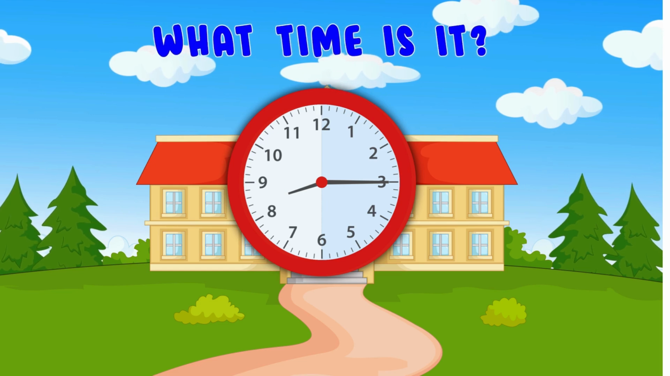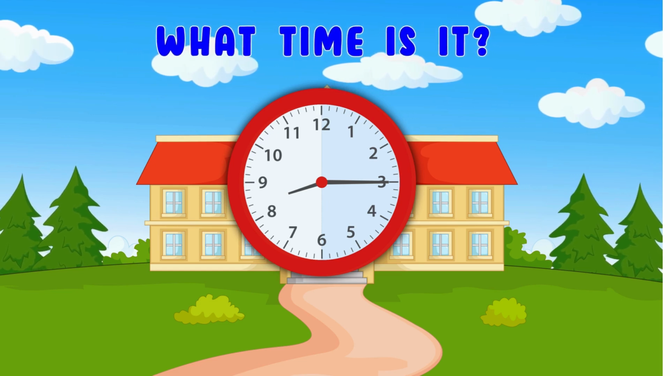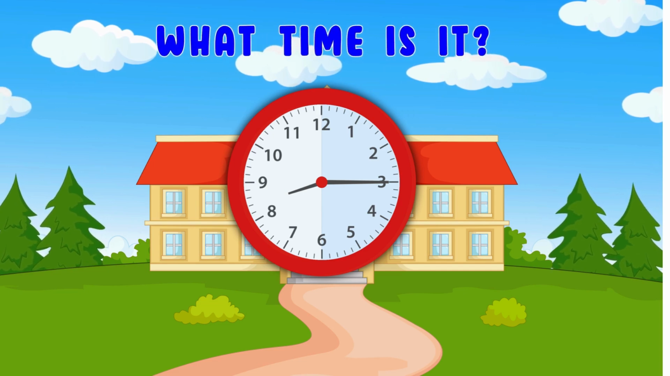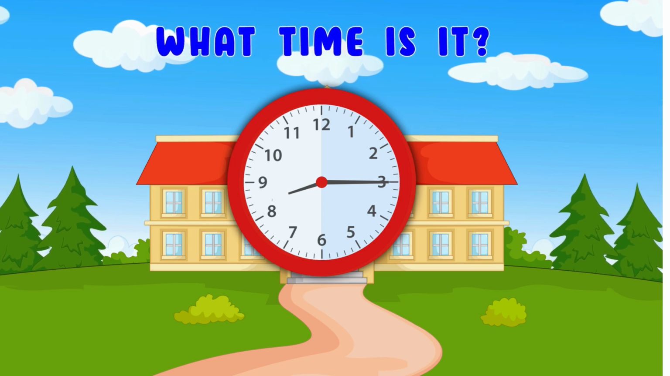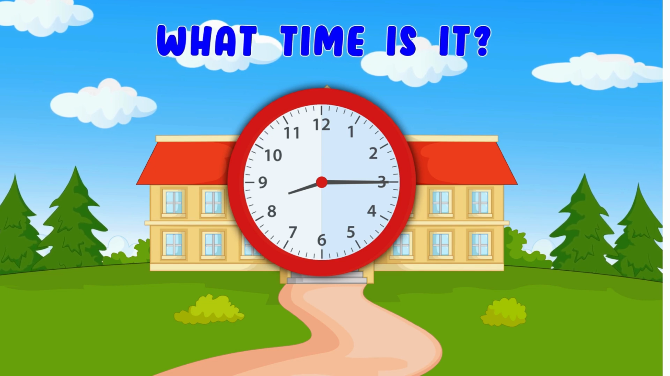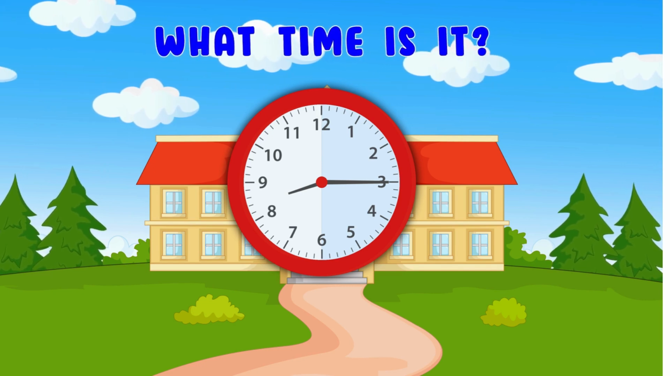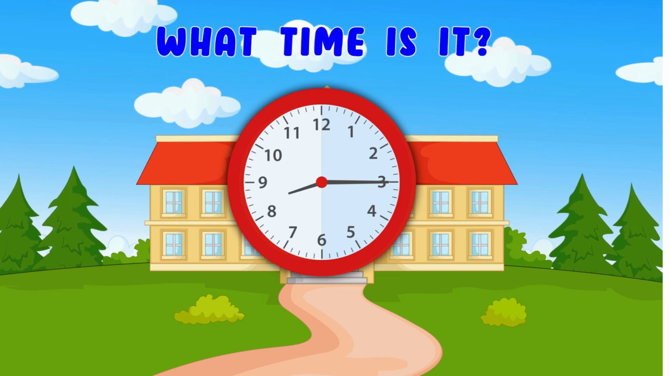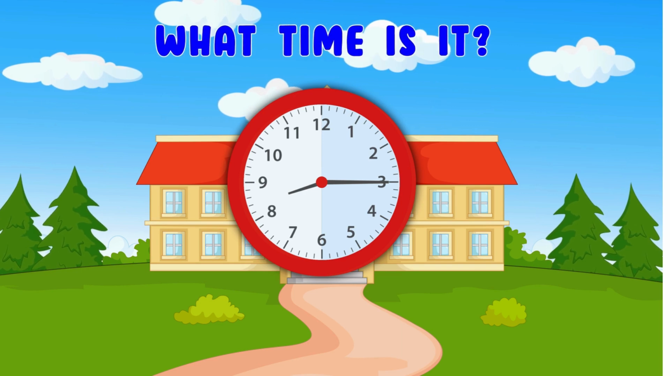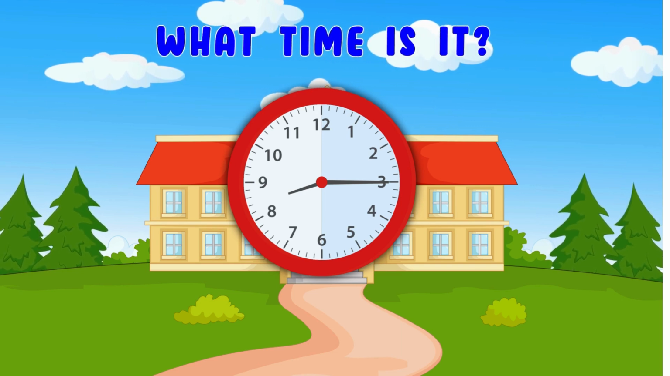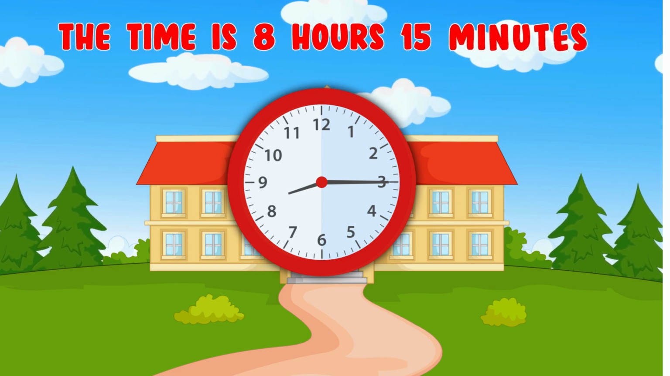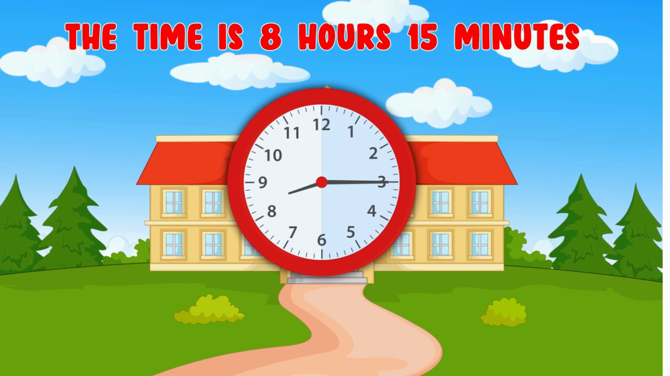What time is it? First, we see the small hand, then the big hand. Where is the small hand? It is between 8 and 9. Which number comes first? So it's 8 hours. Now let's see the big hand. Where is it? It's at 15. So the time is 8:15.